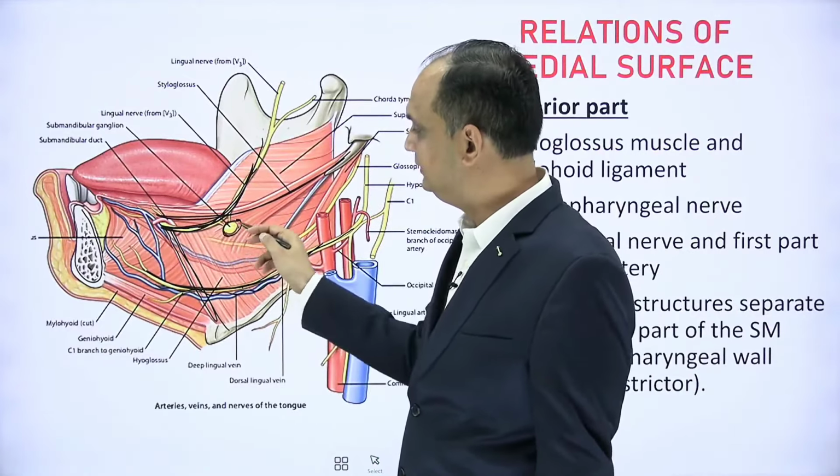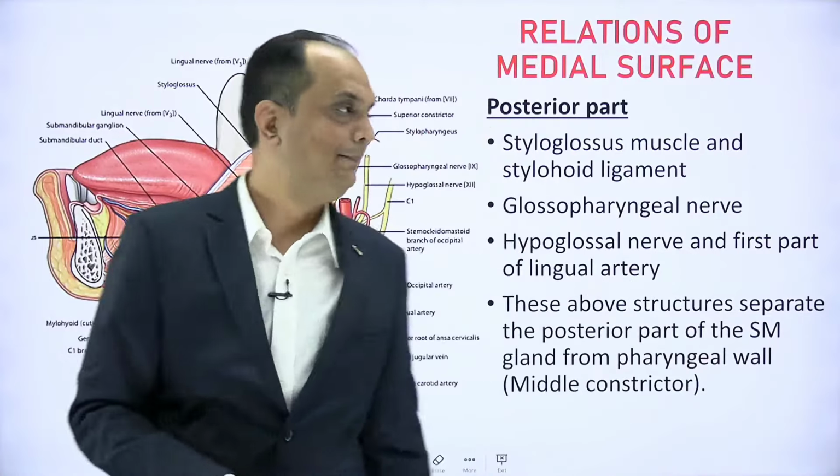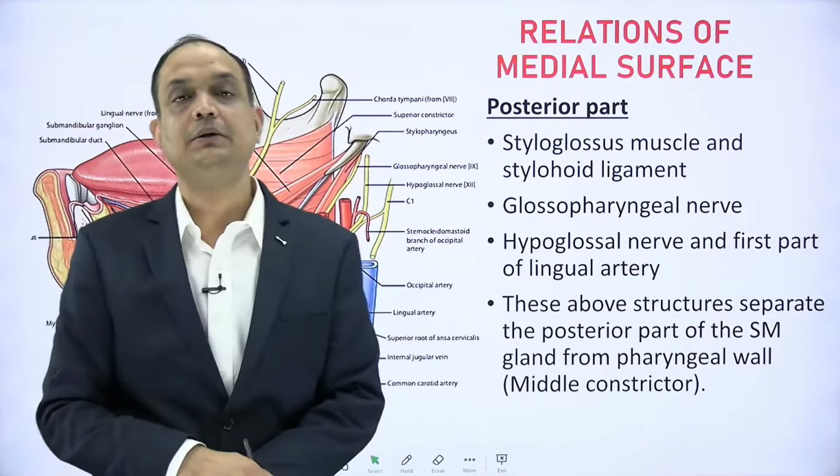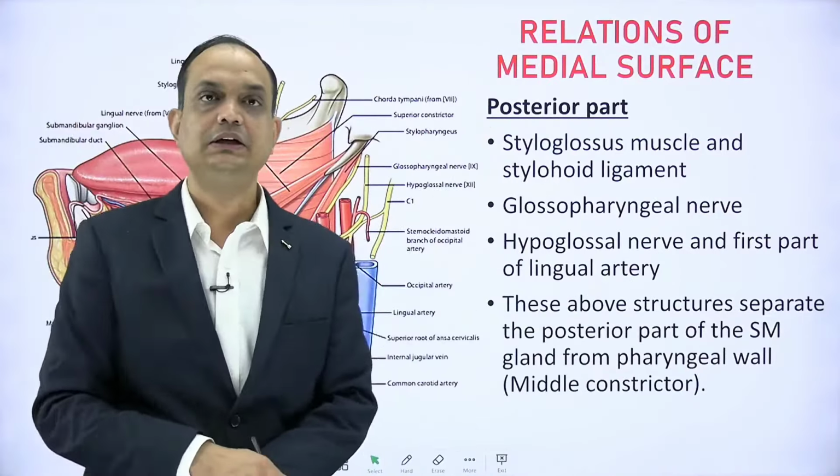What is the sequence? Again I will repeat the sequence because the sequence is asked so many times in the exam. The first is the styloglossus muscle, then the lingual nerve, then the hypoglossal nerve, and lastly the lingual vein. So it starts from the styloglossus muscle and the lowermost structure is the lingual vein. Now what will happen with the posterior part of the submandibular gland? The posterior part of the submandibular gland will come somewhere here.